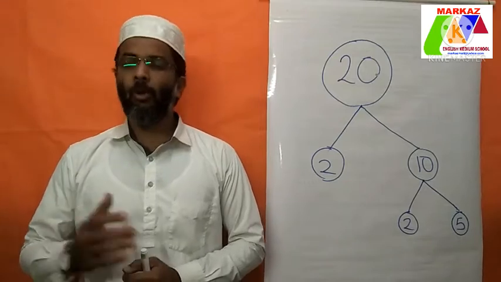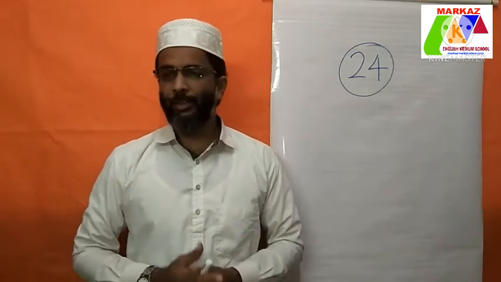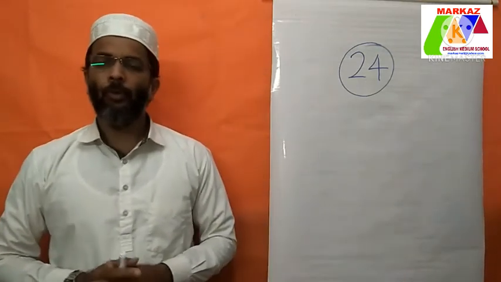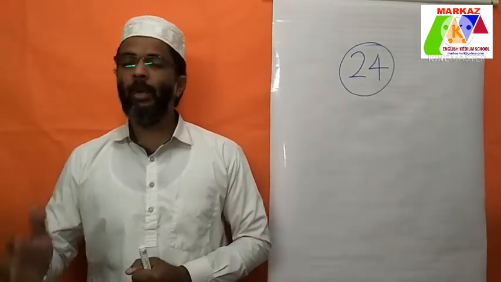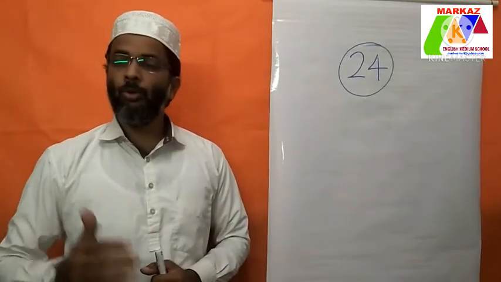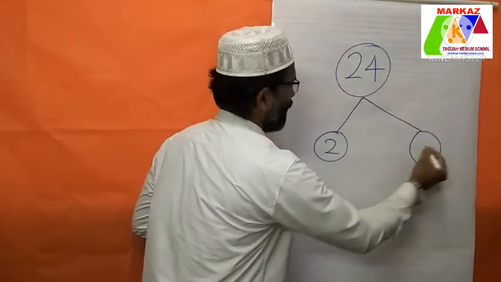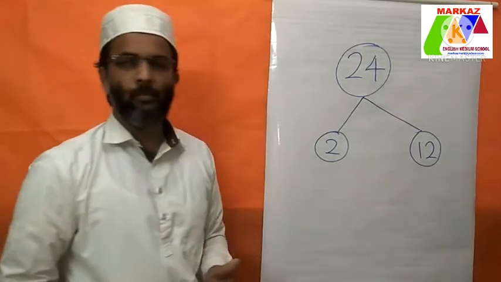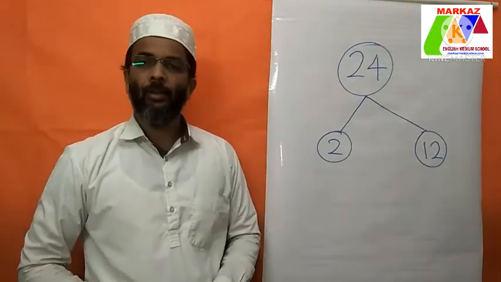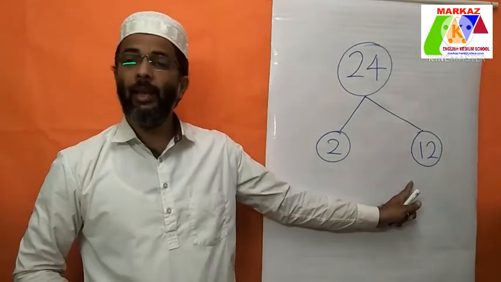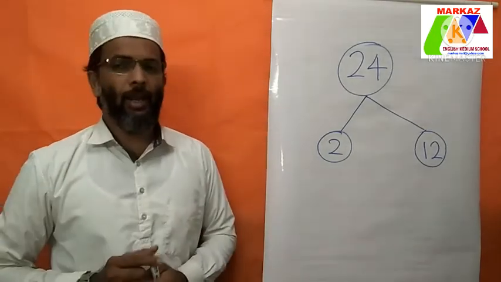Now let's solve one more example so that it is more and more clear to you. Again we will follow the same method, factorize 24 into its prime factors. We will split it into 2 into 12. We know 2 twelves are 24. Here we can see 2 is prime. Now 12 is again a composite number. So what will we do? We will split 12 again.